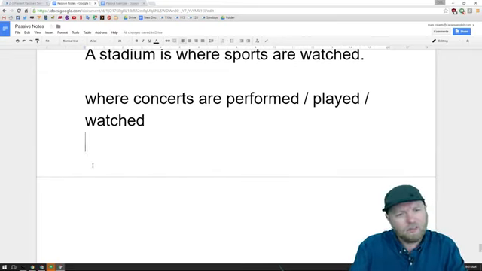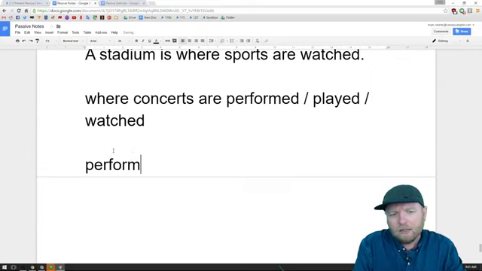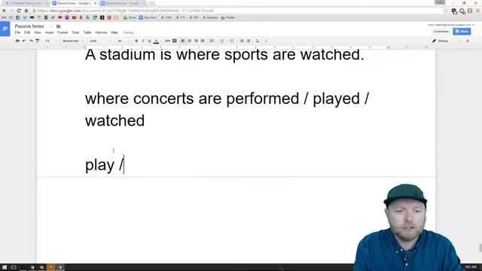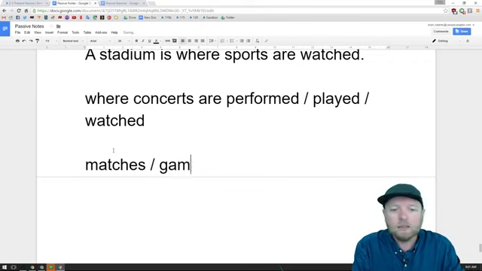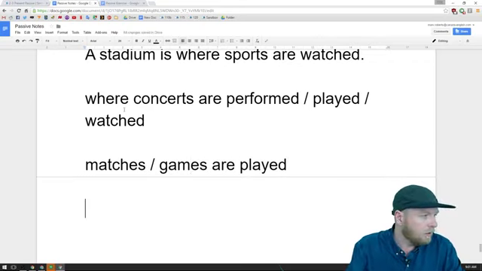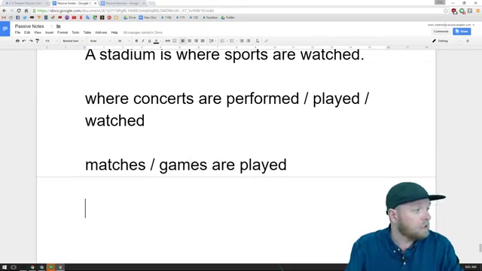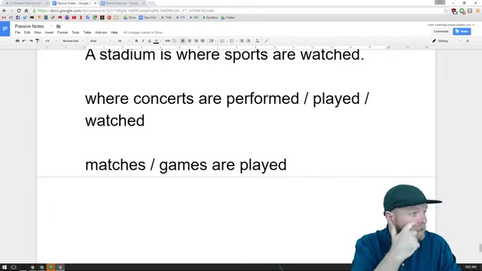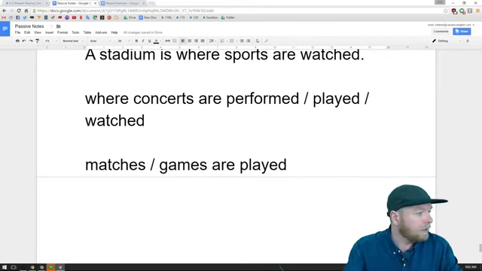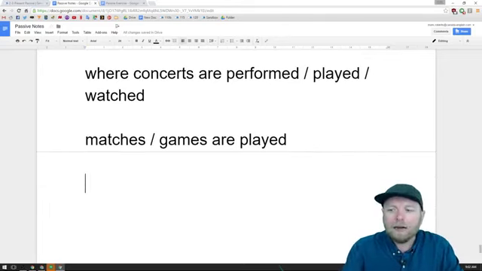Kaio, you don't perform a match, right? You play a match. You play a game. You're using British English, right? In North America, we say game. In British English, they say match. Okay, so it's where matches or games are played. Okay, films are watched. Oh, Augustus, you're talking, yes. Good job, Augustus. You're talking about the first one. Yeah, good. Excellent.